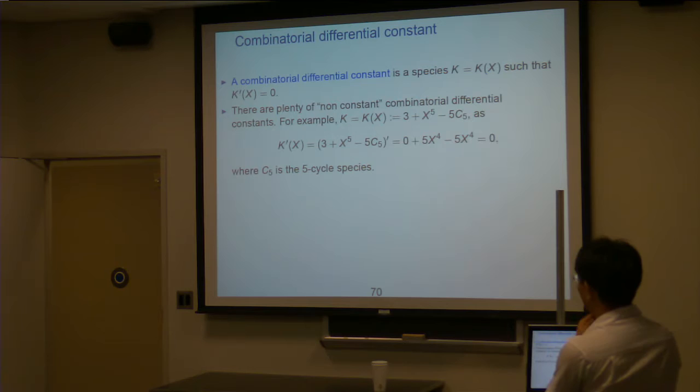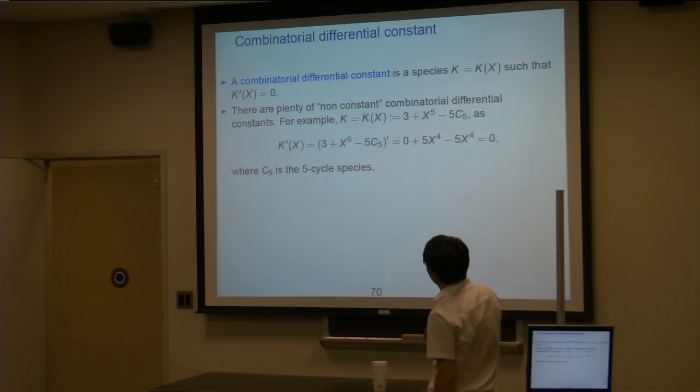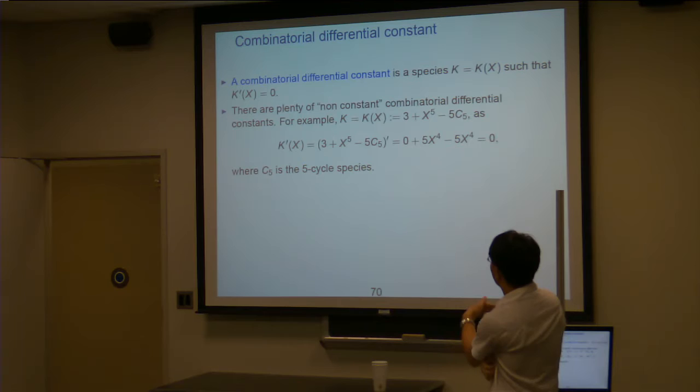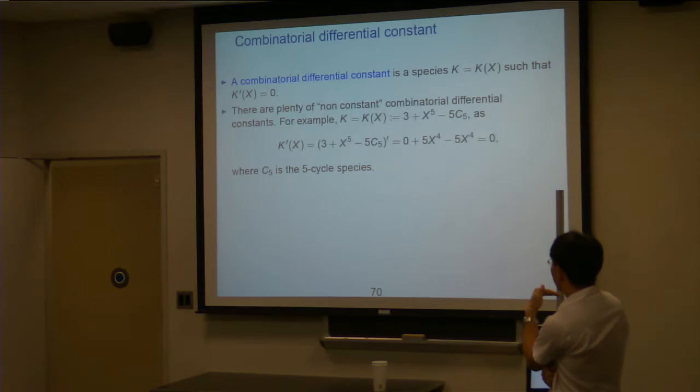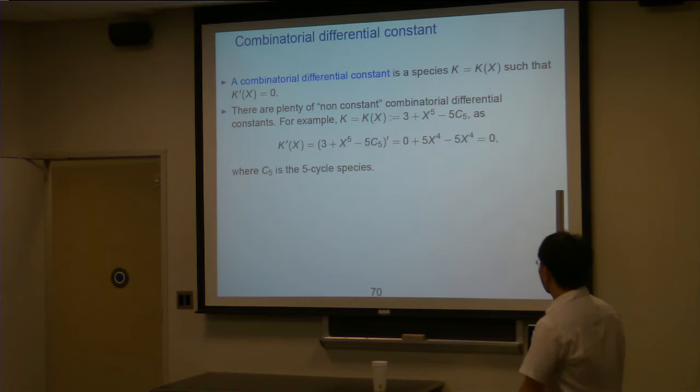For example, let k be defined of this form, 3 plus x to 5. This is a combinatorial differential constant, because we take a derivative. The derivative of 3 is 0, of course, and the derivative of x to 5 is 5x to 4. This is true. Any derivative is equal to n times x to the n minus 1, similar to the analysis. And n times x is the n copy, disjoint copy of x.